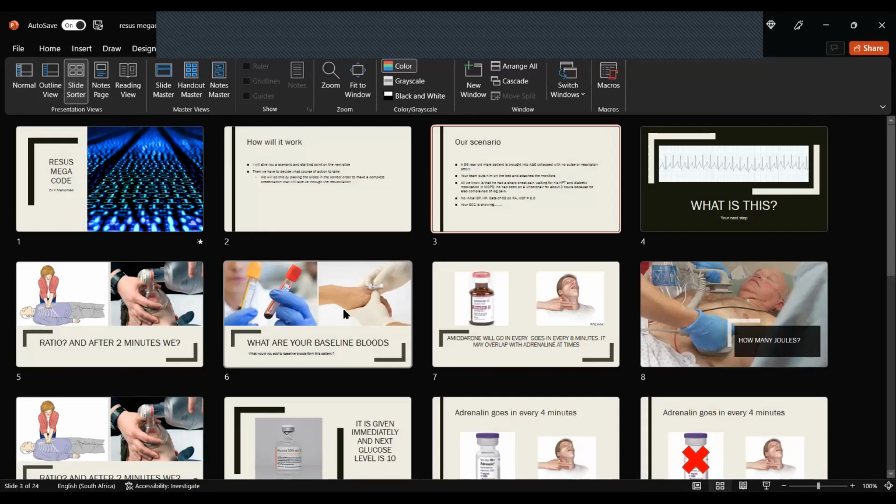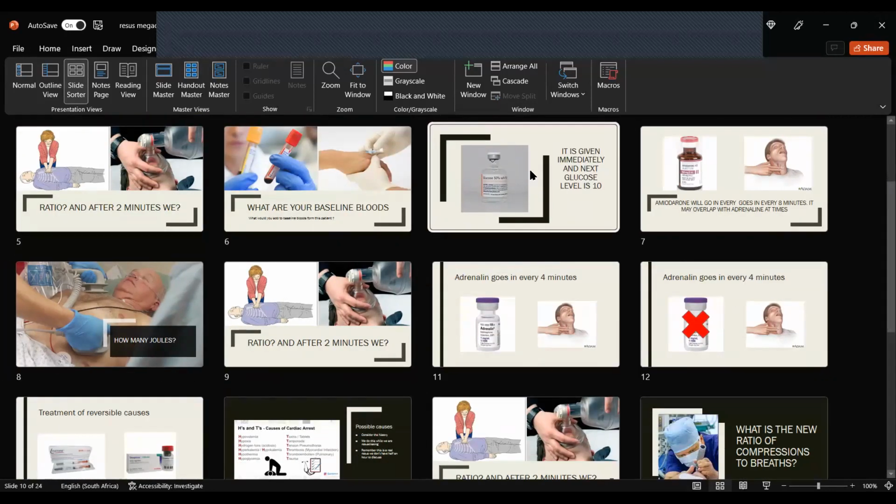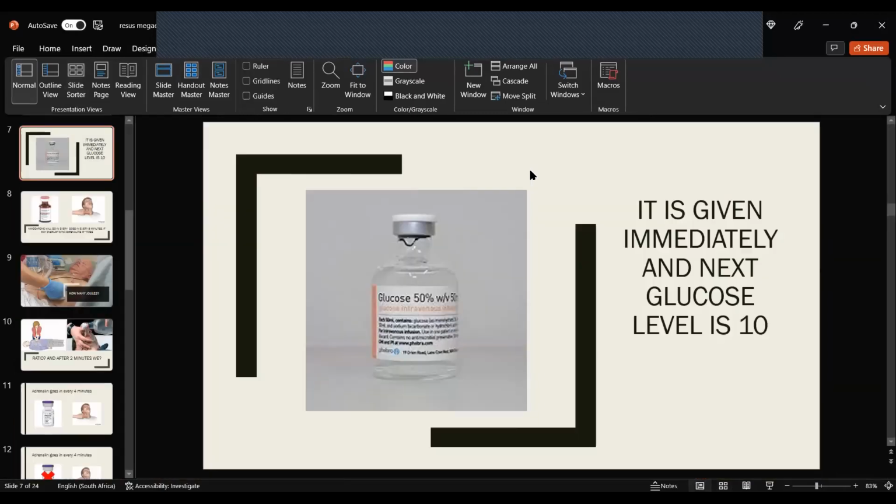Very good. You'd like to give him glucose as well. All right. So let's give glucose. So we did a good thing for him. We gave him immediately 40 mils of 50% glucose. All right. Now the level is up to 10.